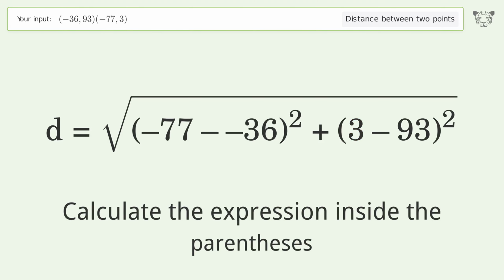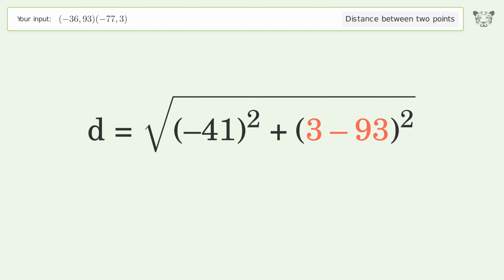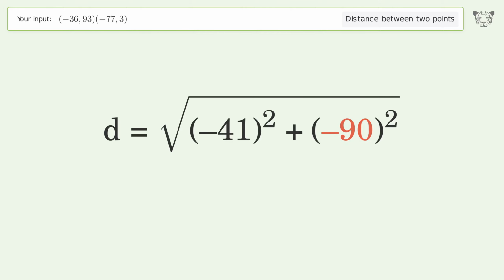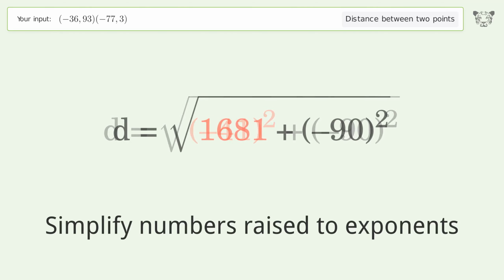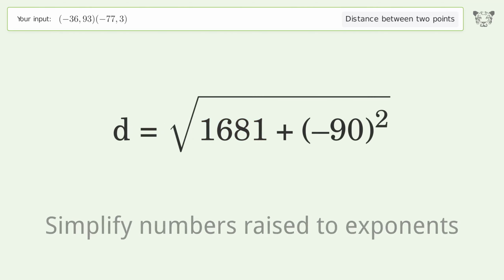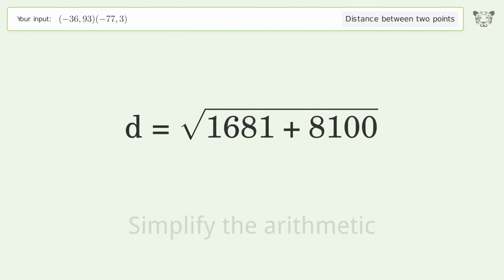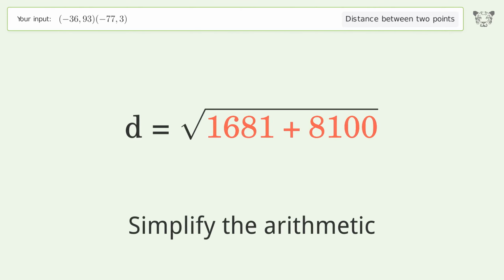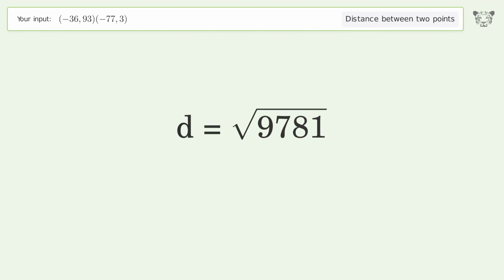Calculate the expression inside the parentheses. Simplify numbers raised to exponents. Simplify the arithmetic. And so the distance between the 2 points is the square root of 9,781, or 98.899.